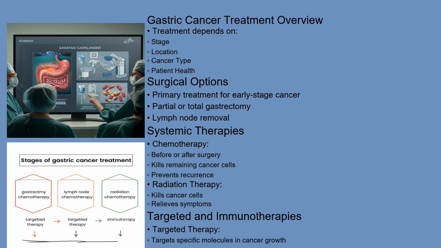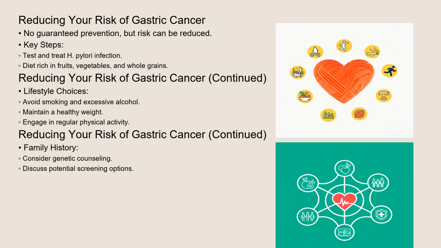A multidisciplinary team of specialists, including surgeons, oncologists, and radiation oncologists, will work together to develop the best treatment plan for each individual. While there's no guaranteed way to prevent gastric cancer, you can take steps to reduce your risk. The most important is to get tested and treated for H. pylori infection. A healthy diet rich in fruits, vegetables, and whole grains and low in processed and salted foods can also help. Avoiding smoking and excessive alcohol consumption are crucial. Maintaining a healthy weight and engaging in regular physical activity are also recommended. If you have a family history of gastric cancer, consider genetic counseling to assess your risk and discuss potential screening options.